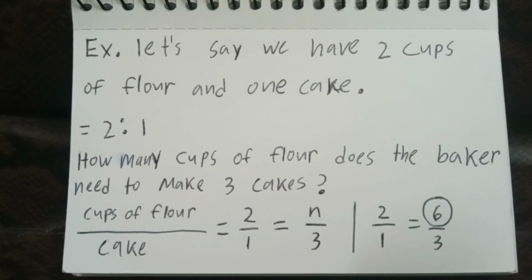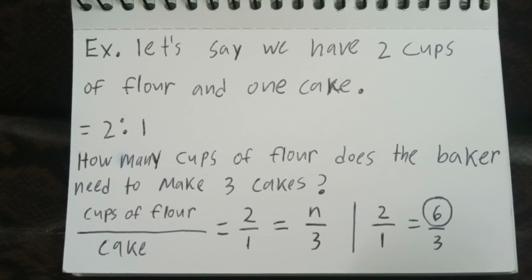Now let's have a word problem. Example, let's say we have 2 cups of flour and 1 cake, which will give us 2 is to 1. Now how many cups of flour does the baker need to make 3 cakes? So let's first write down the number of cups of flour, which is 2, over the number of cakes, which is 1.